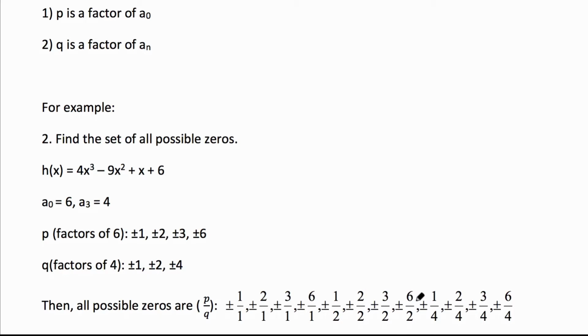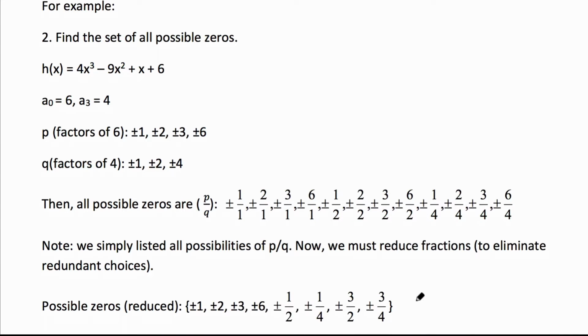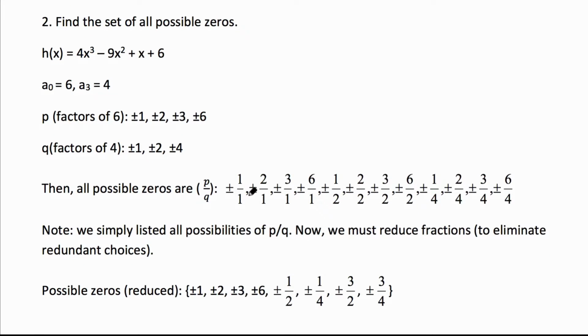Keep in mind there are going to be some redundancies, and as you get faster at this, you'll eliminate them quickly. So how do we eliminate them? Let's take a look. First of all, the numbers over 1 are simply the integers: 1, 2, 3, and 6. For the ones over 2, let's see which ones reduce. 1/2 does not reduce, so we keep it. 2 over 2 reduces to 1, which we already have, so we get rid of it. 3 over 2 we keep. It doesn't matter how you list them; you could list 3 over 2 first. And 6 over 2 becomes 3, so we get rid of it.